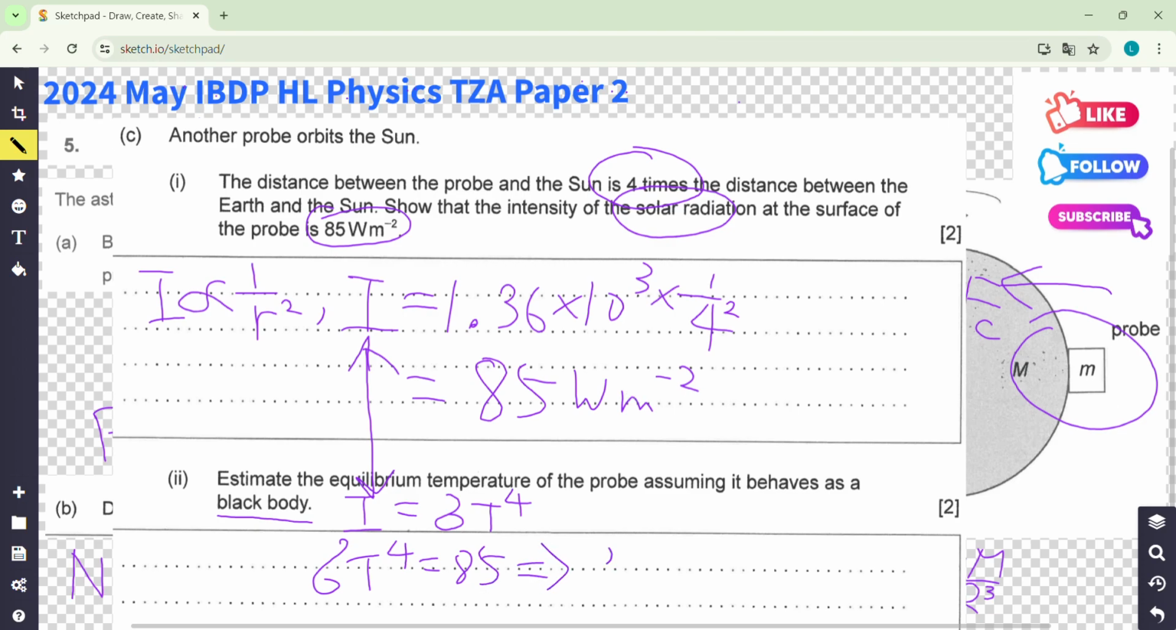So sigma, copy it from the data booklet again. Okay, 5.67 times 10 to the power negative 8. Okay, so calculation time again. Got it? Just checking. Okay, so the temperature should be 197 Kelvin. Well done. Did you get it? Sure, you get it.